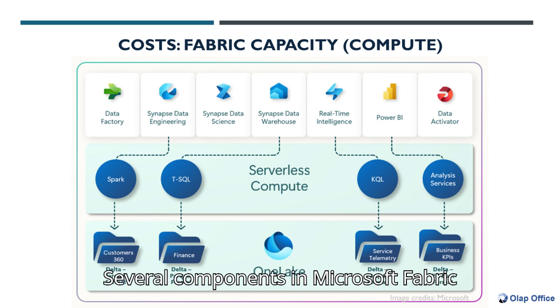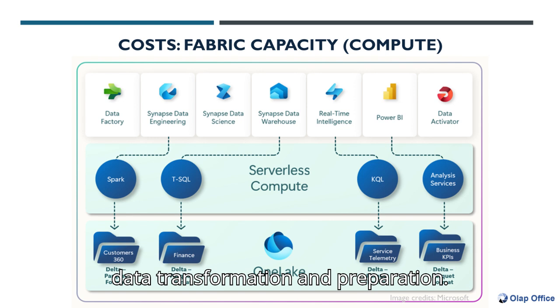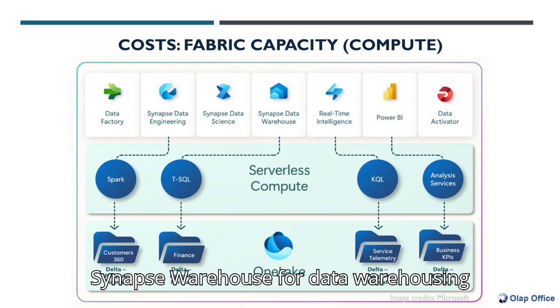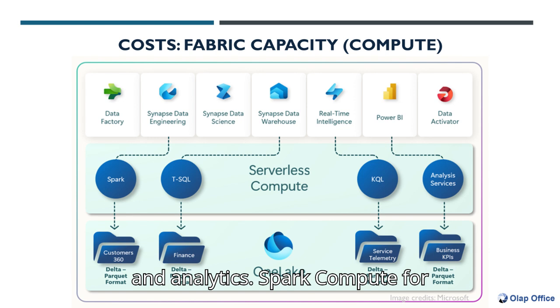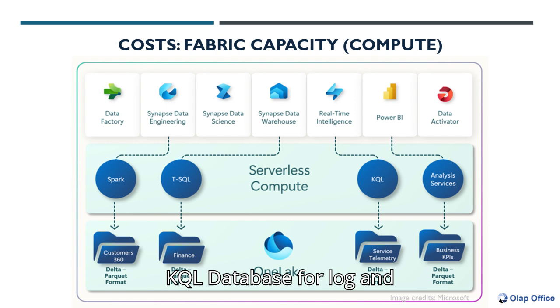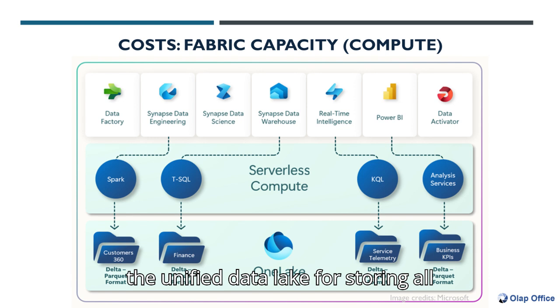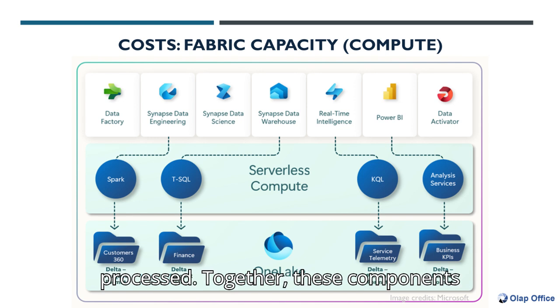Several components in Microsoft Fabric consume capacity units, CUs, to perform various tasks. Data Factory Pipelines for data orchestration and movement. Data Flow Gen 2 for data transformation and preparation. Synapse Warehouse for data warehousing and analytics. Spark Compute for big data processing and analytics. Event Stream for real-time data streaming. KQL Database for log and telemetry data analysis. OneLake, the unified data lake for storing all your data. Copilot consumes CUs based on the number of tokens processed.